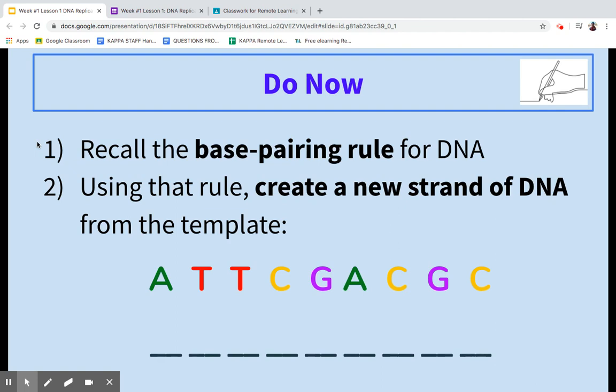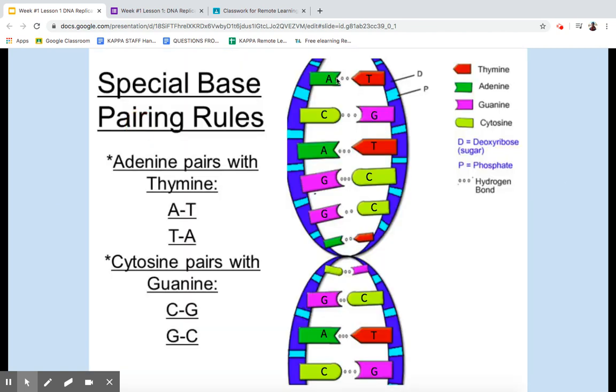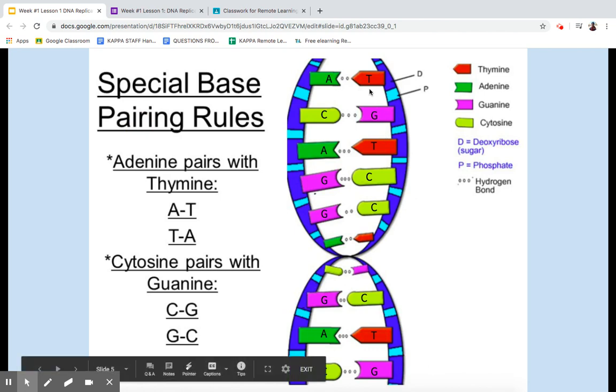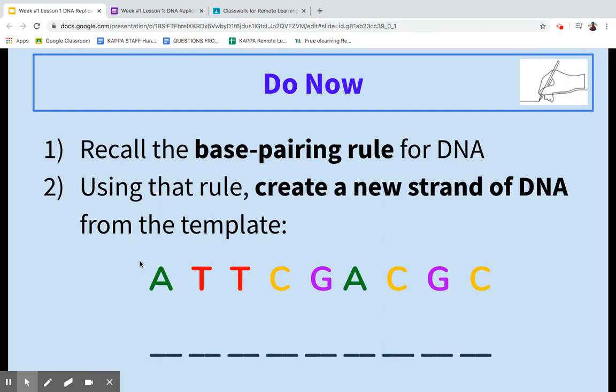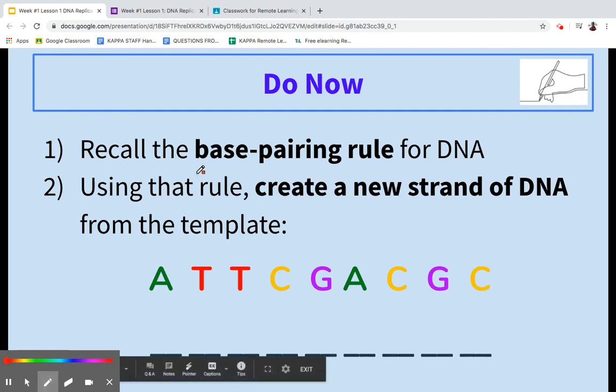Now, this whole unit is genetics, so that's why we're talking about DNA. If you remember the base pairing rule, it looks something like this. So here's your strand of DNA, and we have our nucleotide bases, which are A, T, C, and G, which stand for adenine, thymine, cytosine, and guanine. The base pairing rule is what letter pairs with each other. So A goes with T and C goes with G. So using that rule, what would be our new strand of DNA?